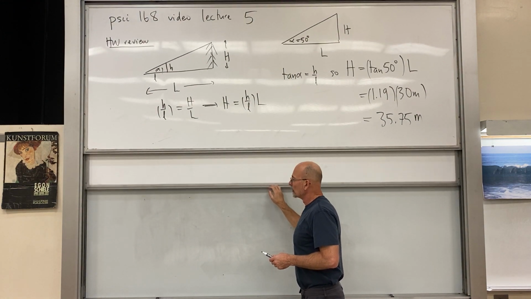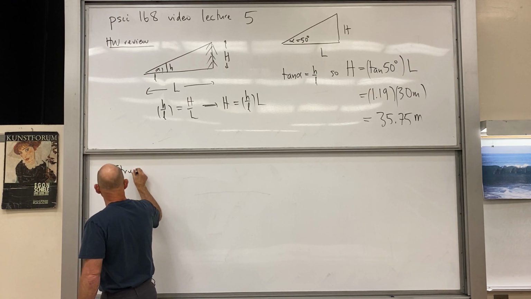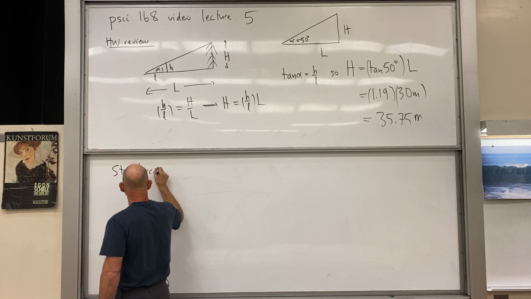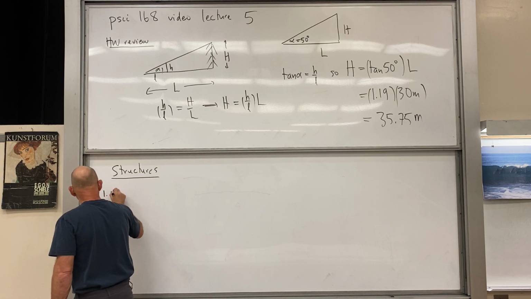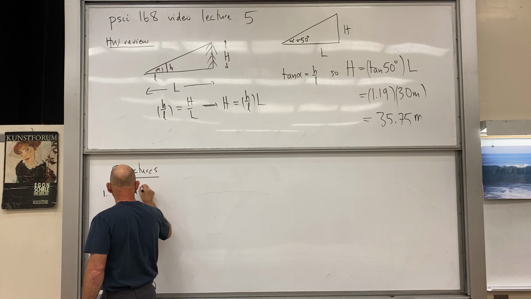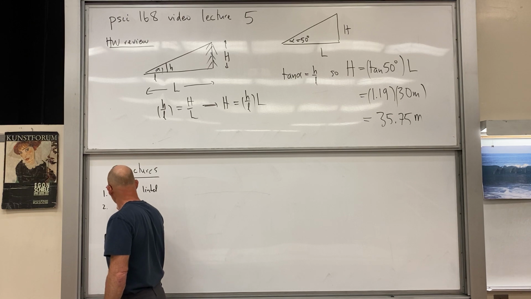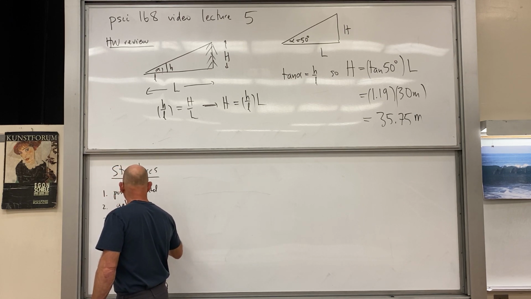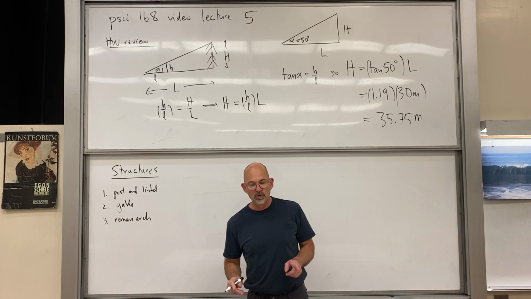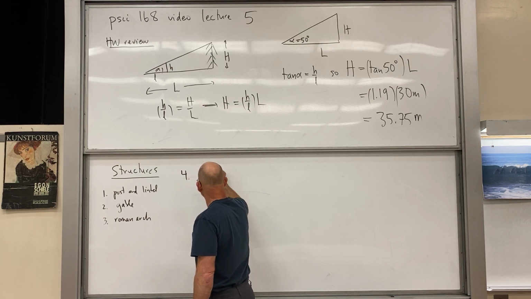Next, we're going to continue on with the vector nature of structures. We had already gone through a few, and I'll just list them. We had post and lintel, we had the roof gable, we had the Roman arch, and we wanted to get some pictures of these. We're going to move on to the Gothic arch next. So number 4, we have the Gothic arch.